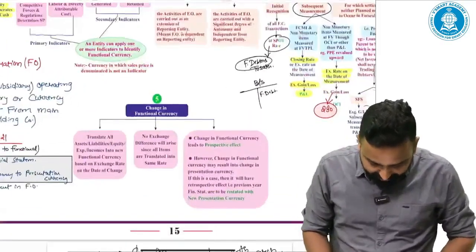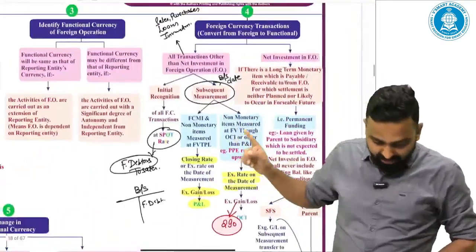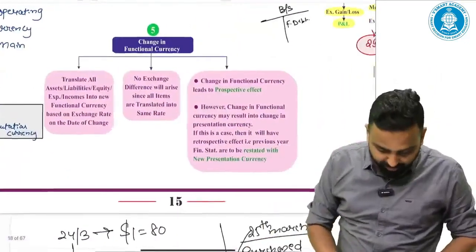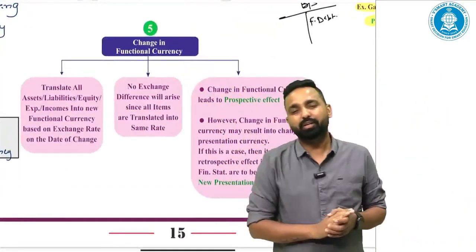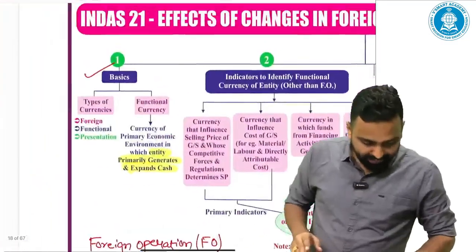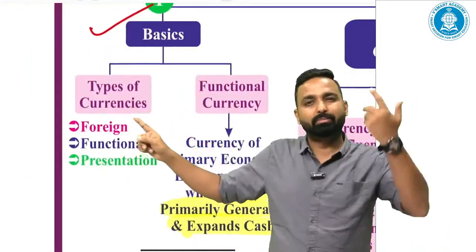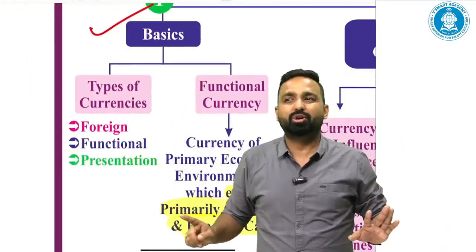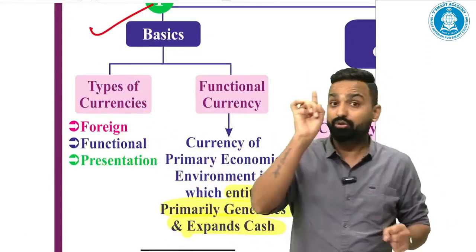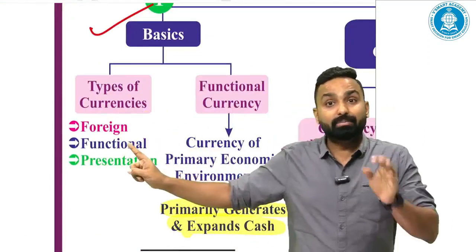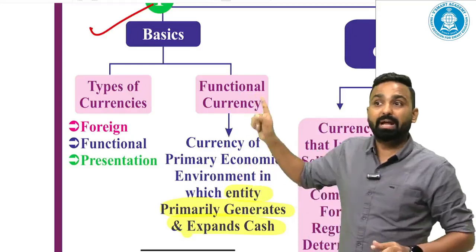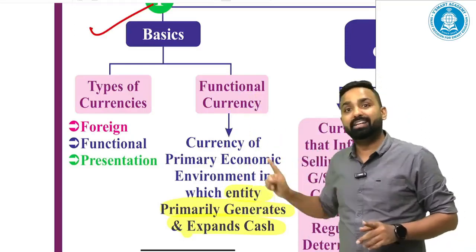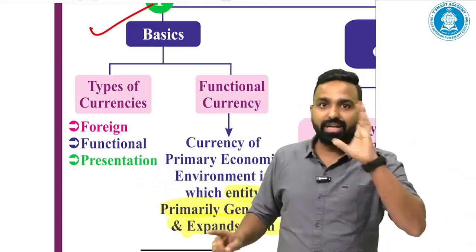Now only two things are remaining. One is change in functional currency and one is net investment in foreign operation. Let us come to the change in functional currency. It is not so much important. See, I already told you that out of the three currencies, foreign can be more than one. Presentation currency can also be more than one. But functional currency is only one. And it is not a matter of choice. It is a matter of the primary economic environment in which your entity is operating. So, functional currency can only be one.